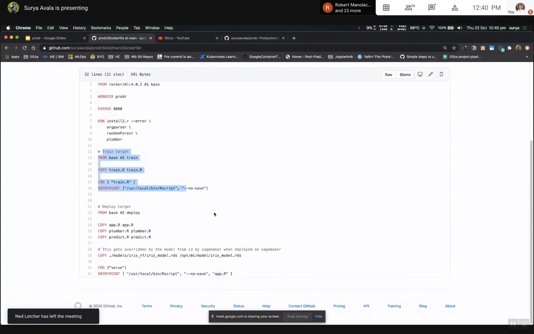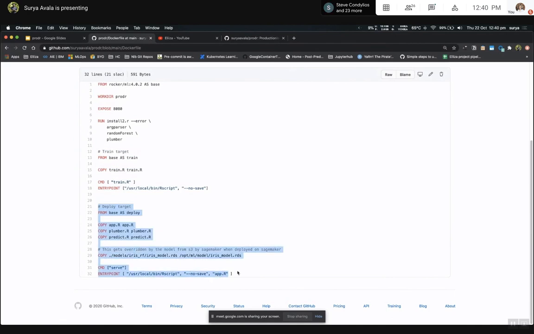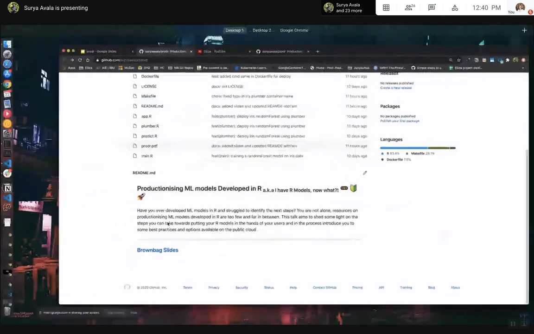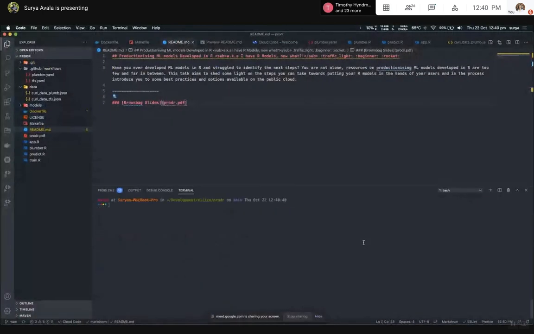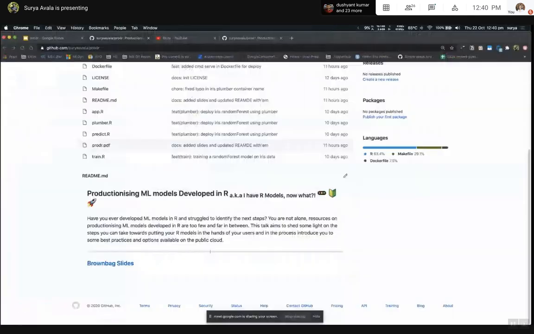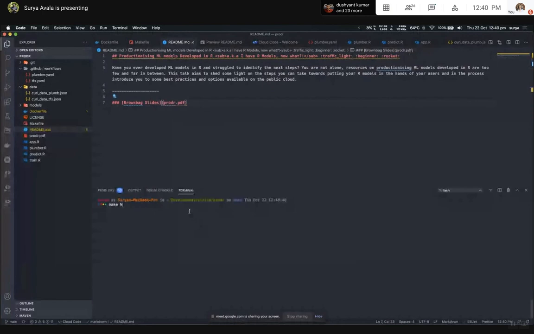Let's not worry about that. It's a multi-target, multi-stage Docker container. But if you look at this part, it looks exactly the same as what we have discussed. So I've cloned that repo onto my machine here, and then I'm sending these commands using something called make. Let's not worry about it.